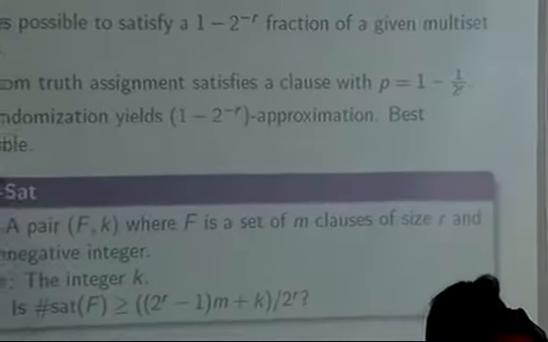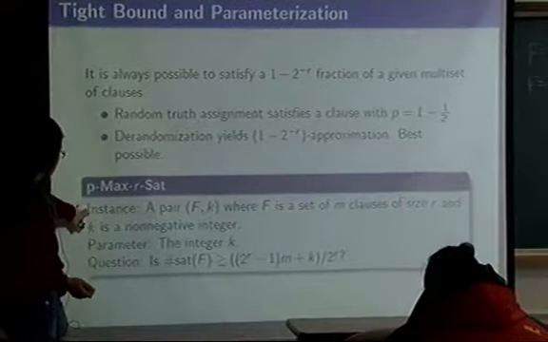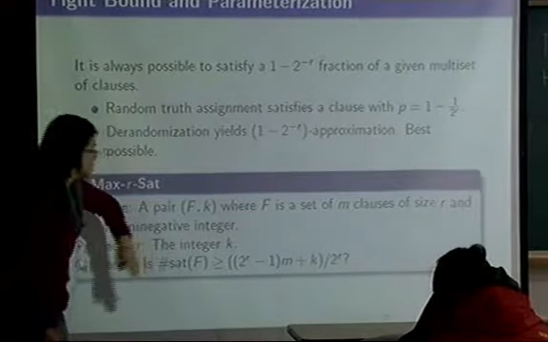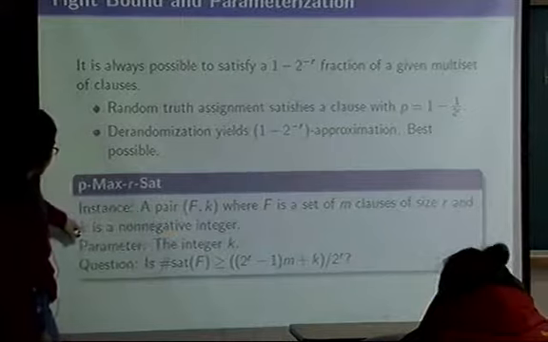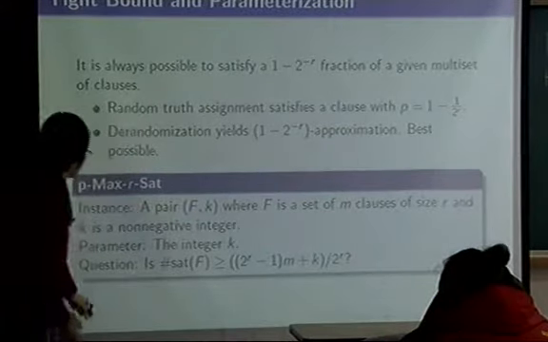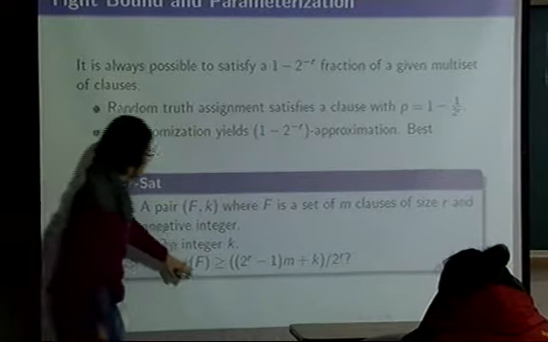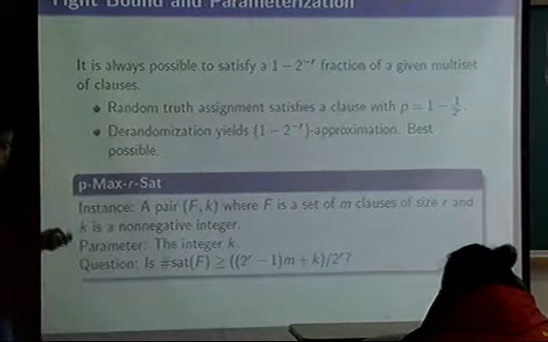Okay, so the problem we consider here is the following. Where F is a set of M clauses of size R, so having exactly R literals, and K is a non-negative integer, is there a truth assignment that satisfies this number of clauses?